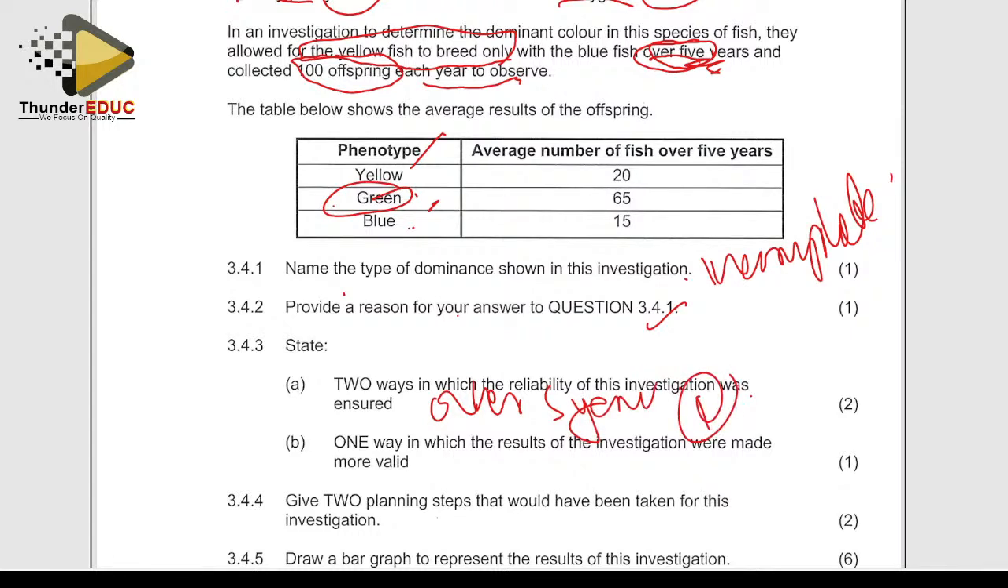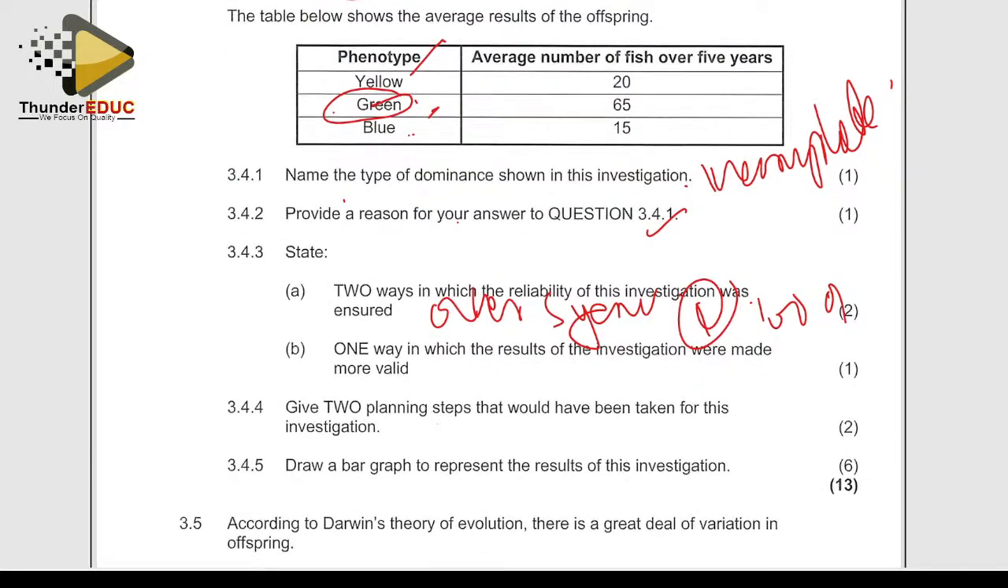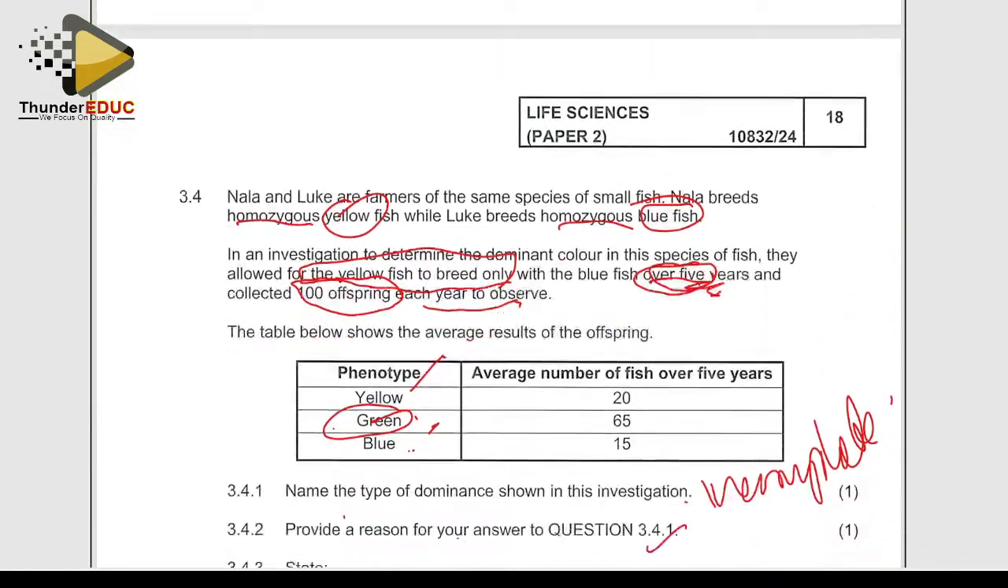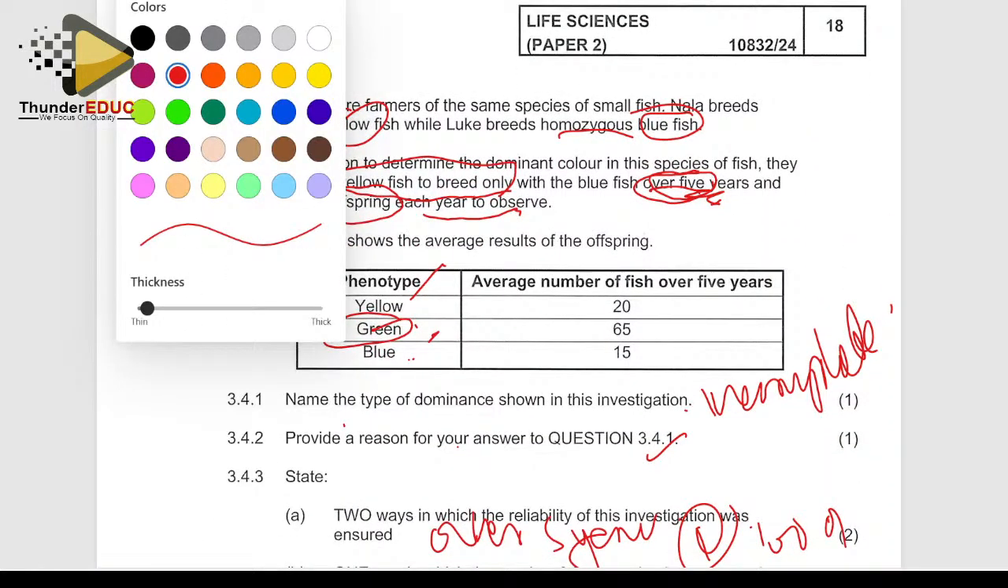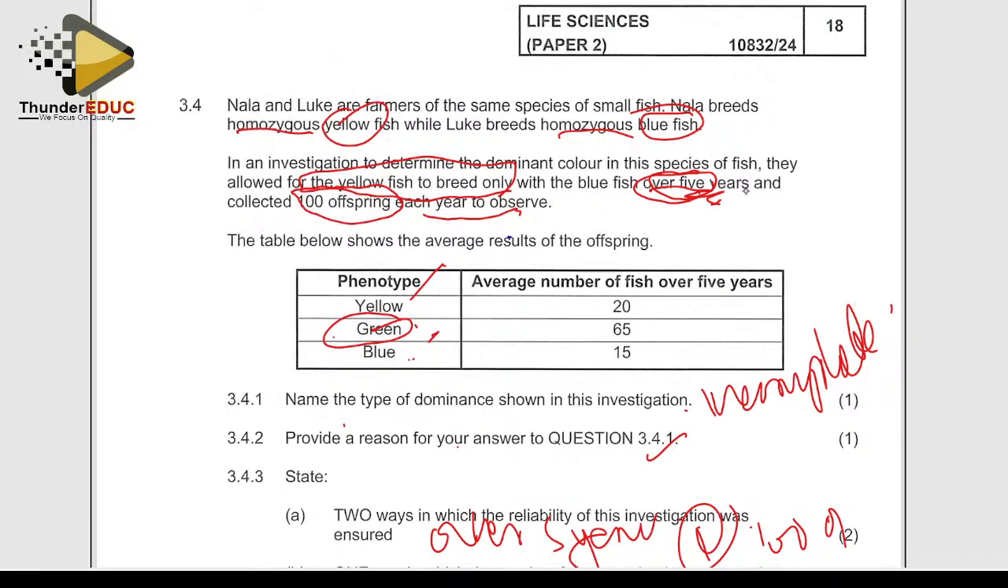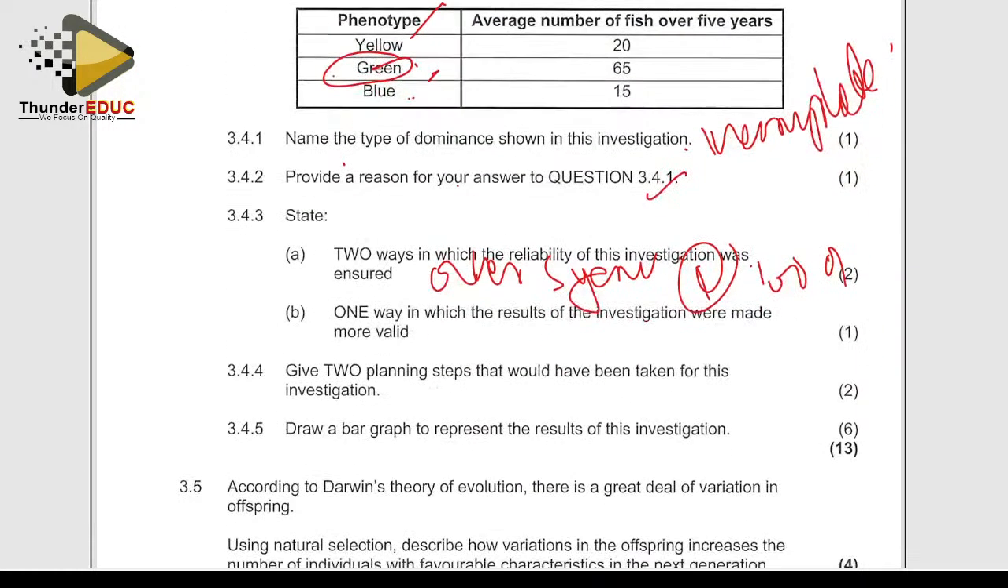Number two, they used a large sample size. They collected 100 offsprings each year. You understand? 100 offsprings each year. So this is the first point, and then this is the second point for the reliability.